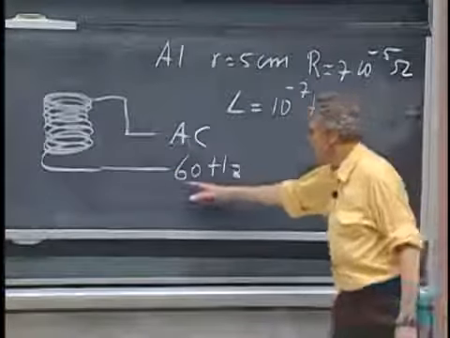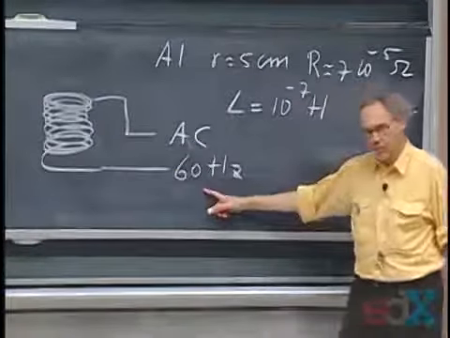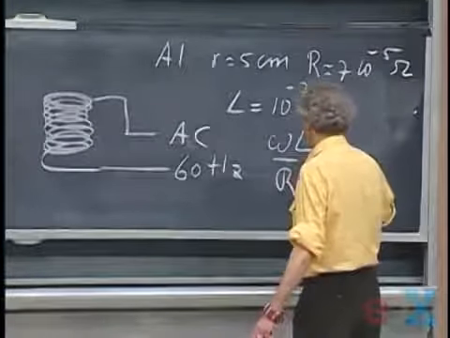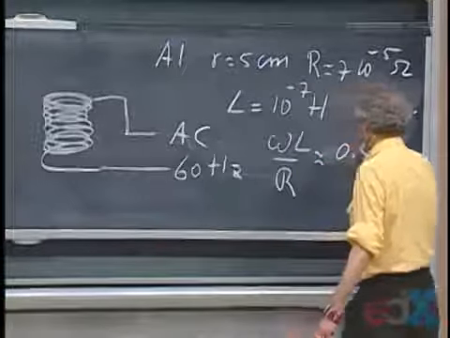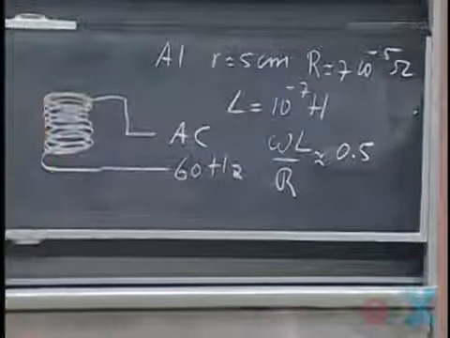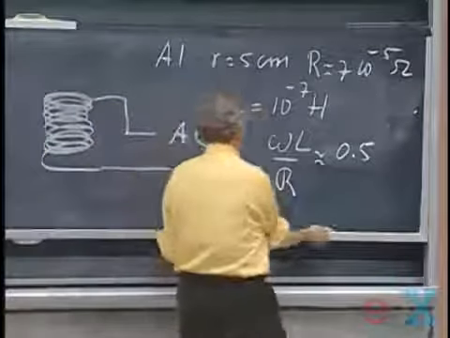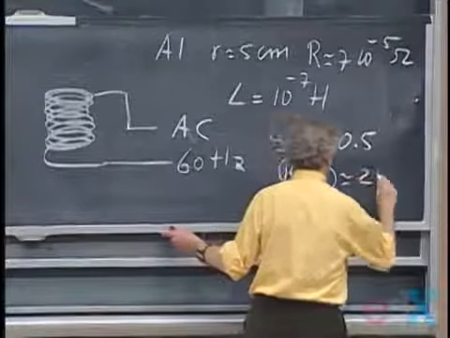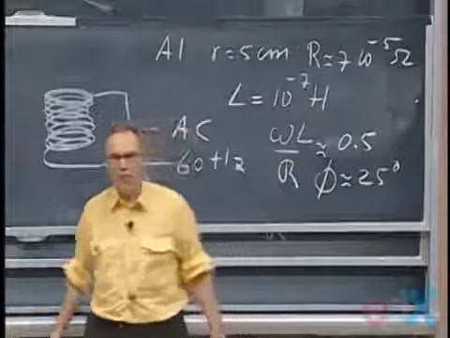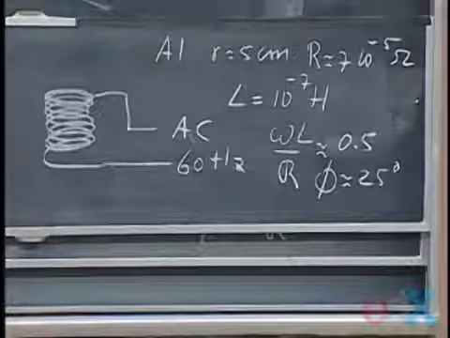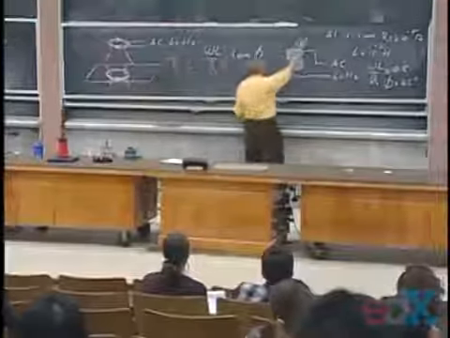I know what omega is, 360 roughly, and so I find that omega L over R for this ring is about 1/2 at that frequency omega. And that gives me a phase angle phi of 25 degrees. And therefore, the ring is going to be repelled by the coil, and of course the coil is going to be repelled by the ring.